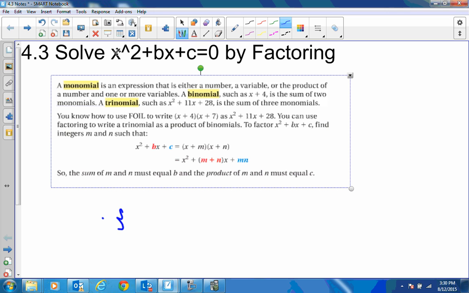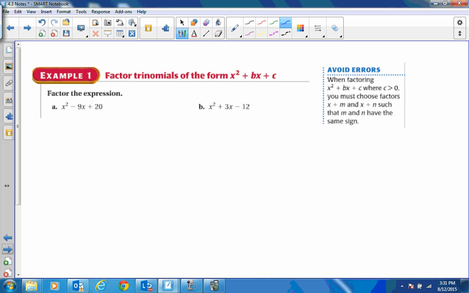Just some things you need to know about what's a monomial, what's a binomial, what's a trinomial. When you factor, you're just basically writing a number as two products. It would be the same thing as if we factor 12 as 3 times 4. Okay, that's factoring. So that's what we're doing, pretty much breaking apart a problem into 2 parts. So right here, factoring.